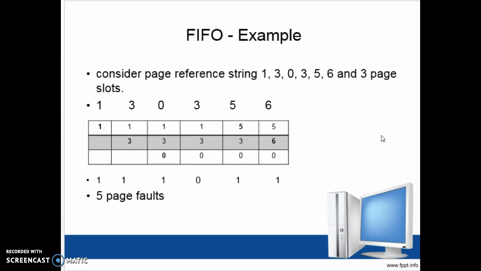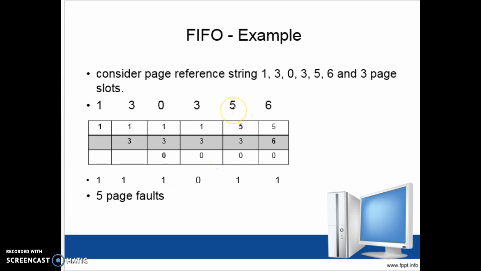This is an example of page references: 1, 1, 3, 0, 3, 5, 6, and here we have 3 page slots. First, all 3 page frames are free, so we add 1, which is 1 page fault. Then 3, again we have free slots, so we add it, and also 0, so we add 0 here, 1 page fault each. Again 3 comes, it is already present in the memory, so no page fault.